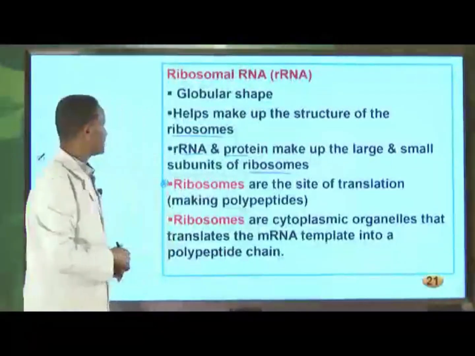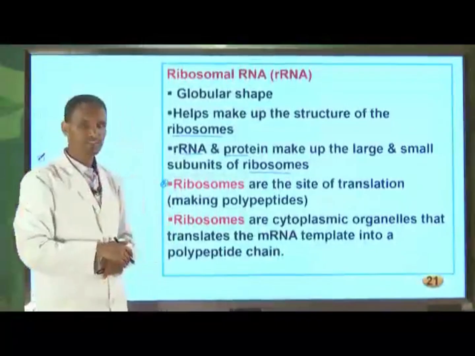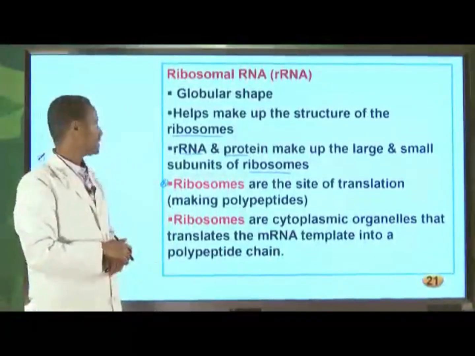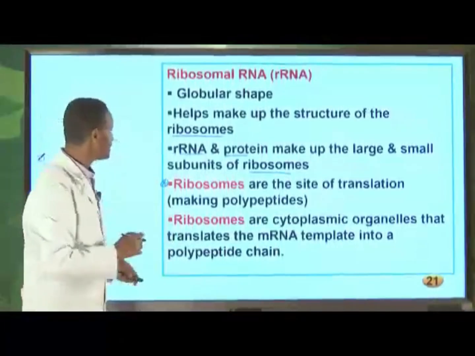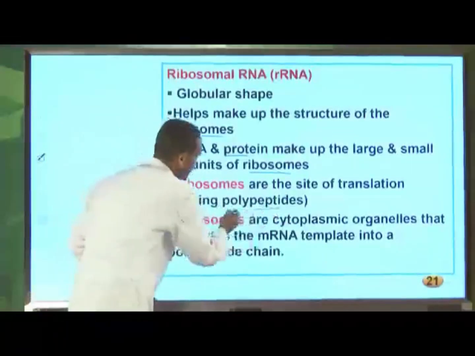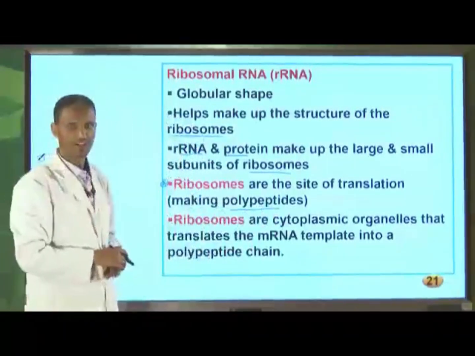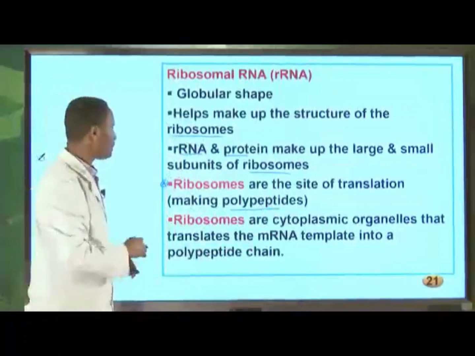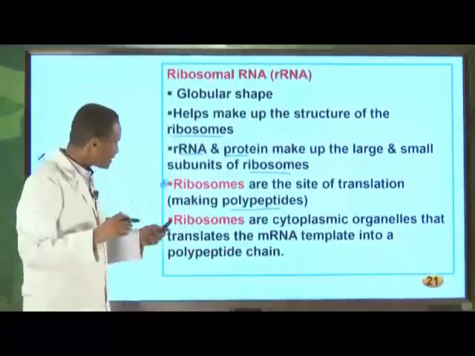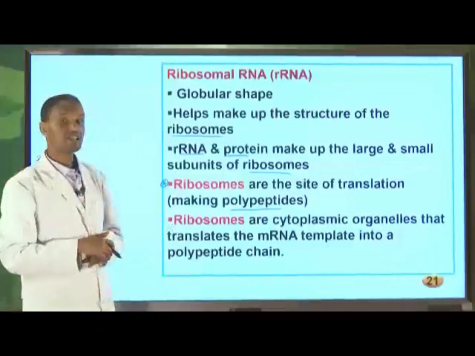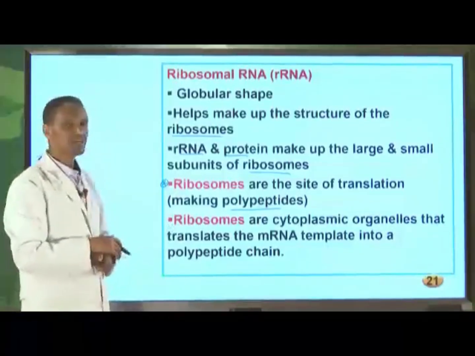Ribosome is an important organelle for protein synthesis. Ribosomes are the site of translation. That means making polypeptide. That is the protein factory in our cell. Ribosomes are cytoplasmic organelles that translate the messenger RNA template into the polypeptide chain.